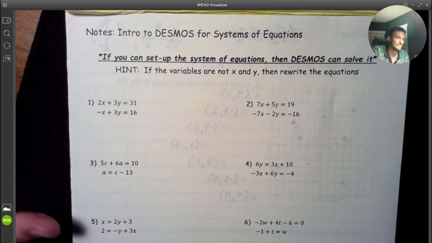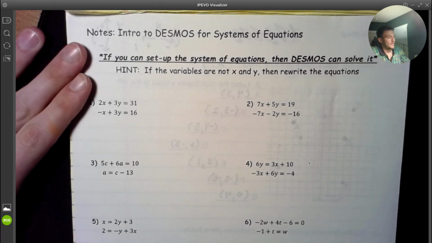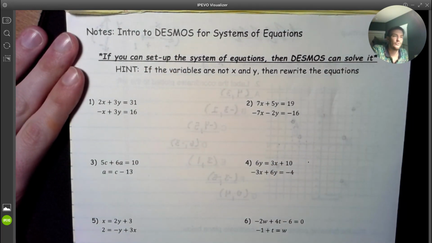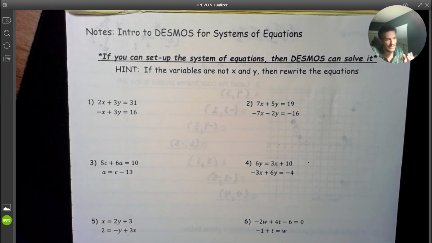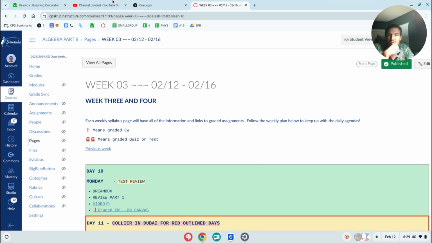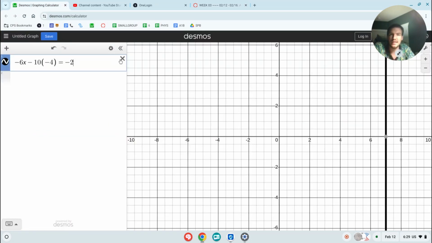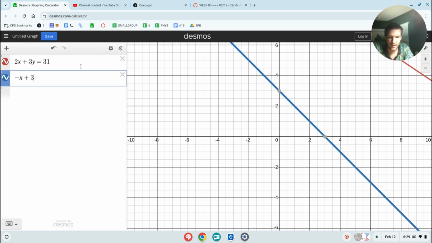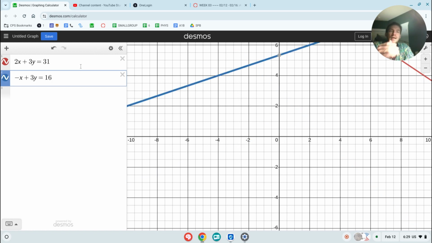Tomorrow, gotta focus. Okay, so basically, if you can type this in, Desmos can do it all for you. Instead of graphing, finding the solution, writing it down, Desmos can do all of that, and we can just type these in. So number 1, straight to Desmos. Straight on Desmos, I'm going to type 2x plus 3y equals 31. Enter. Negative x plus 3y equals 16.